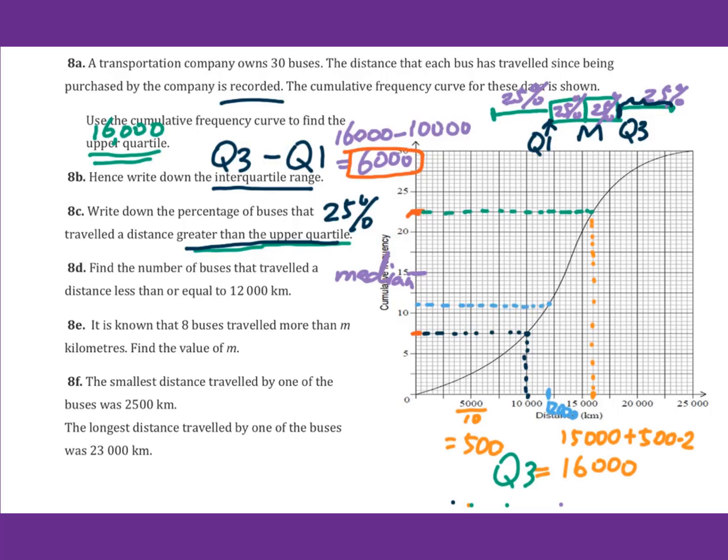Let's figure out the scale. This is a 5. 5 divided by 10. Each of them is 0.5. So 10 plus 0.5 times 2, that's 11. This will be 11.